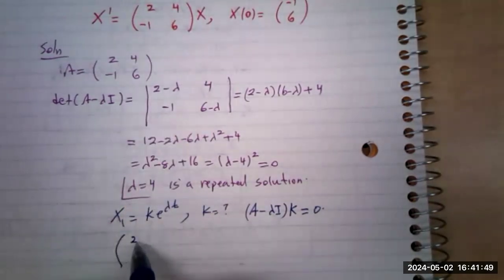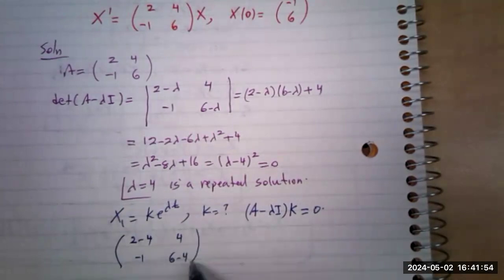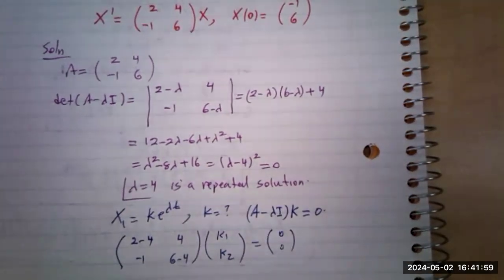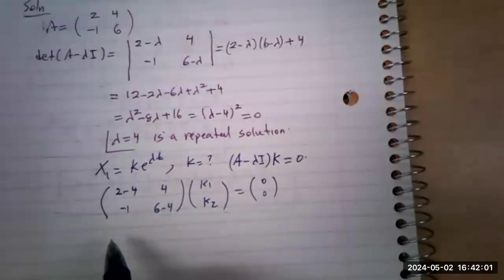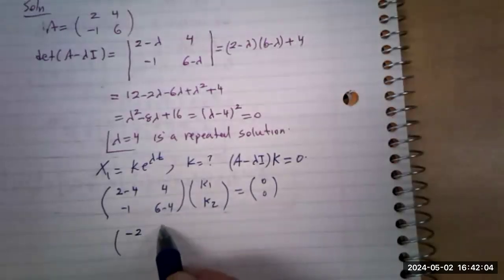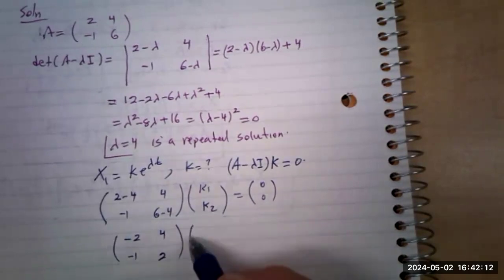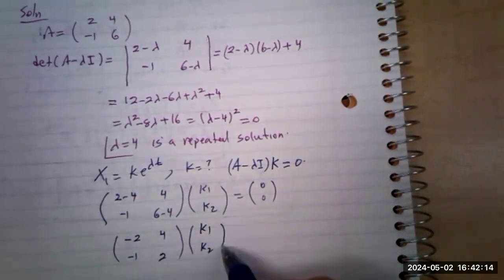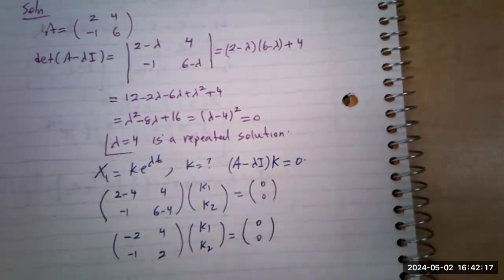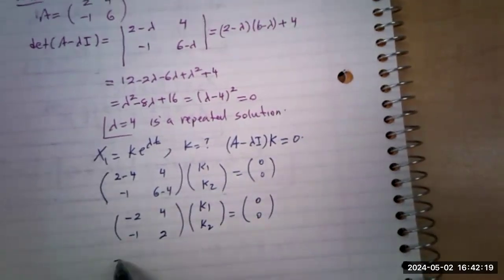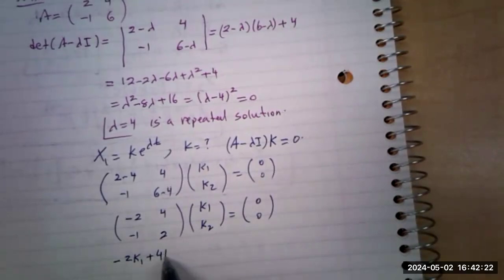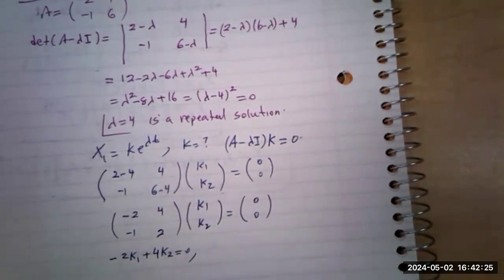That gives you 2 minus 4, 4, negative 1, 6 minus 4, times K1, K2, equal to 0, 0. So the matrix would be negative 2, 4, negative 1, 2. And both rows are the same. You multiply the second one by 2, you get the first one. So the system is dependent again. You take one of them, the first one: negative 2K1 plus 4K2 equals 0.